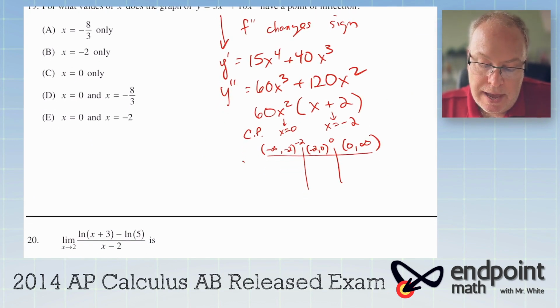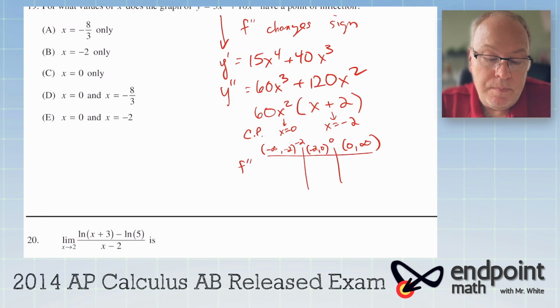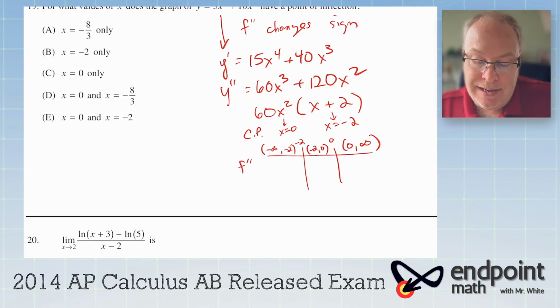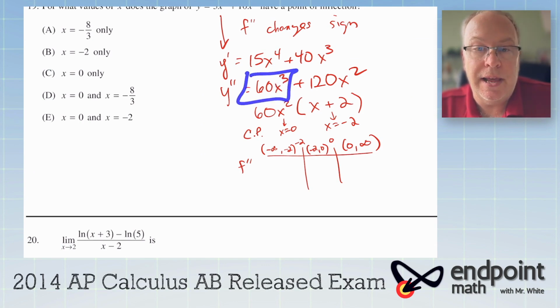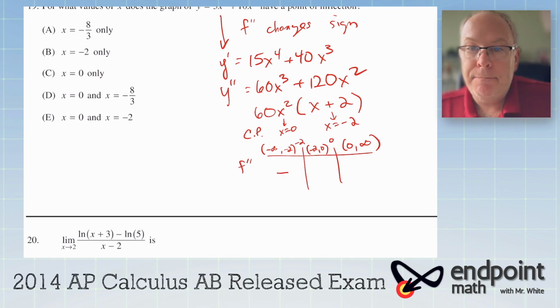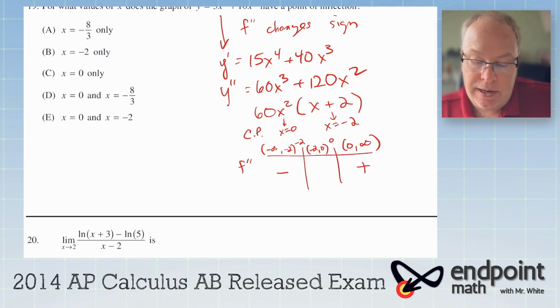All right, and we're going to look at f double prime. So you can come back right here. Imagine plugging negative bazillion in here. This term is going to win, and it's going to be negative. So this is going to be negative. If you plug positive infinity, we're going to end up with positive. So we really need to know what's going on in this interval right here.